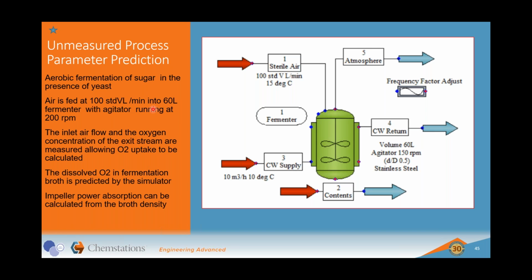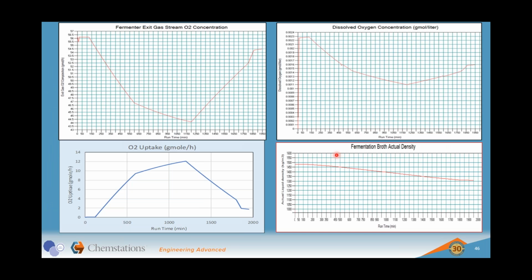So what I'm trying to show you here is that we've got a fermenter, and we're doing the fermentation of sugar in the presence of yeast, and we're feeding air in at that stage. We're measuring the inlet airflow, we're measuring the outlet airflow, so we know the oxygen uptake, but in this case we're not monitoring the dissolved oxygen level. So what I'm demonstrating to you is how, with a calibrated simulation, we can predict the dissolved oxygen level.